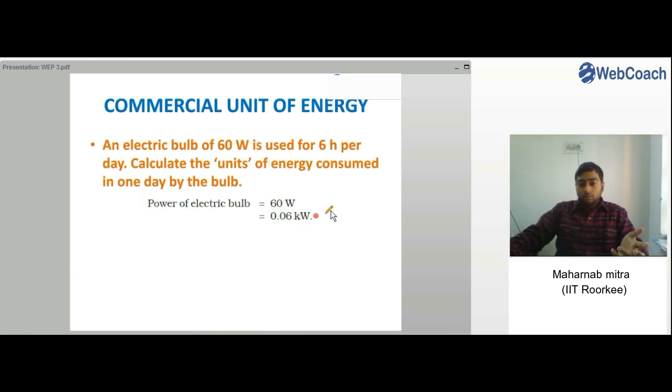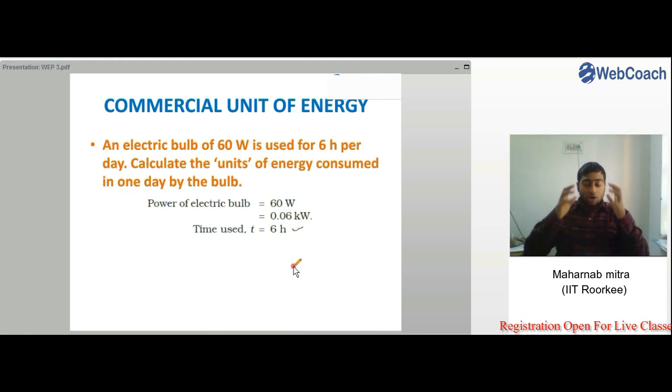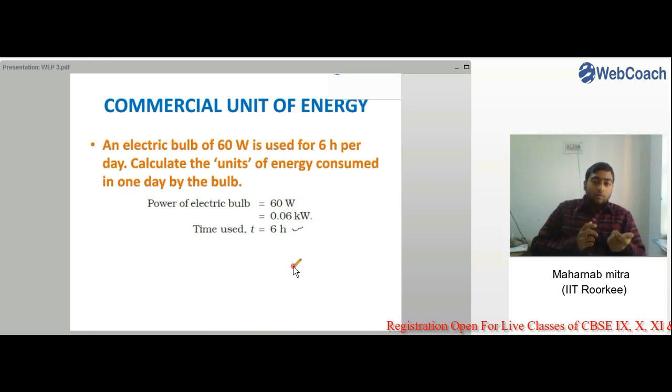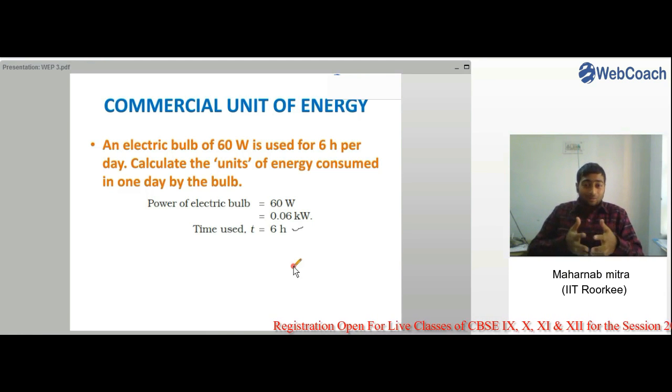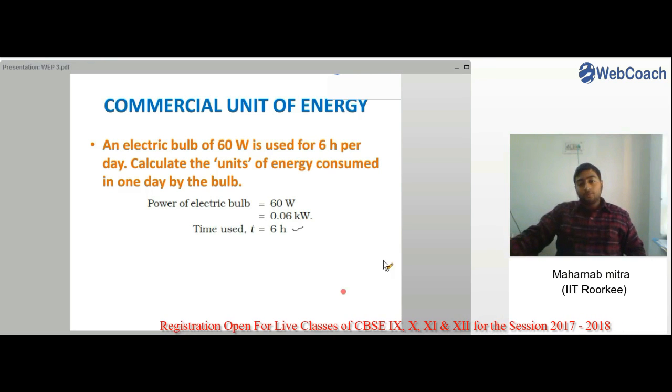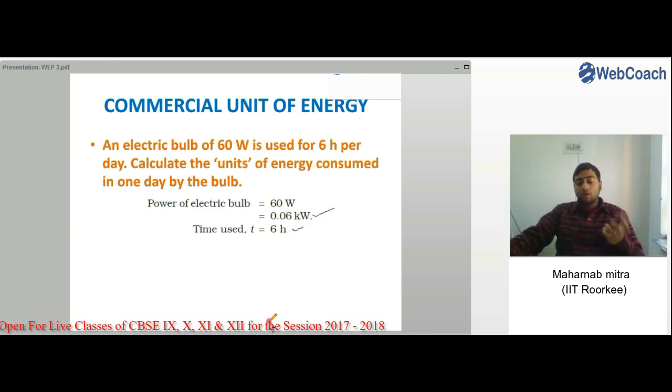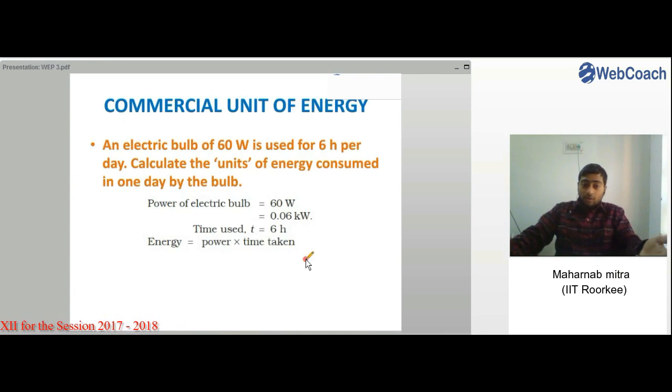Power of the electric bulb we have converted into kilowatt, we have divided by 1000, right? And time used is 6 hours, and you can see we are not using SI units here. Why? Because for finding how many units we have consumed, we have to convert it into kilowatt hour, and directly we can find out how many units we have consumed. So here we have kilowatt, here we have hour. So now what we do to find the energy? Kilowatt into hour, right? Power into time taken is the energy.